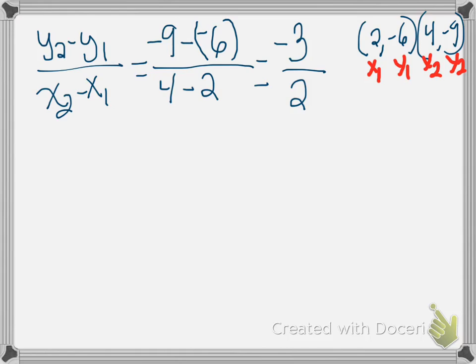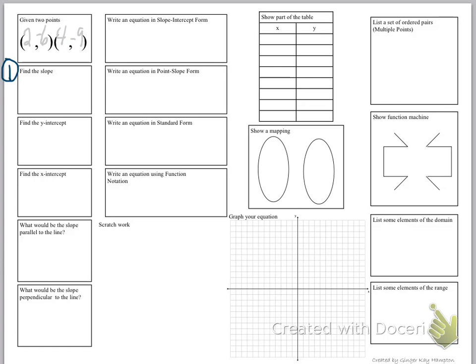So that's my slope. So when I write it in my paper, I'm going to write m equals -3 over 2. So let's go back and put that on our paper. M equals -3 over 2. Remember, wherever you do your work, to include that paper in with your assignment. And you can also put it down here in your scratch work area.